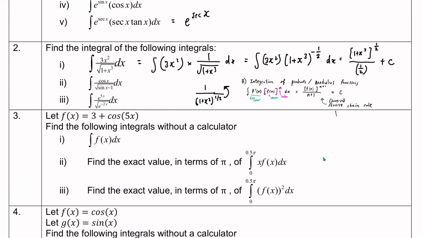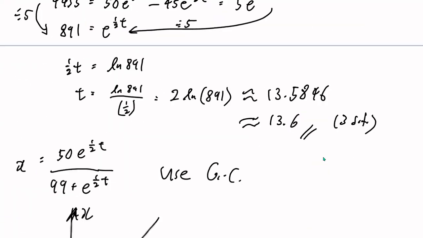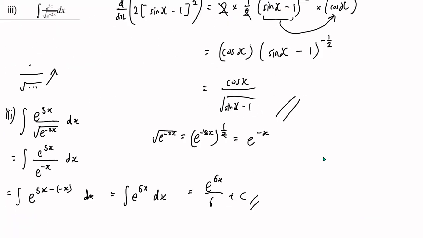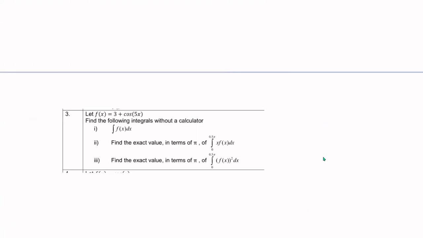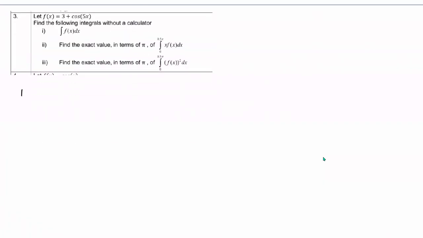Okay, question 3. Now this one is from A level. Let's take a look at the question. You have f of x equals 3 plus cosine 5x. Part 1, you want to find the integral of f of x dx. So that's just saying replace the f of x with 3 plus cosine 5x. Integrate 3, what do you get? 3x. Integrate cosine, what do you get?